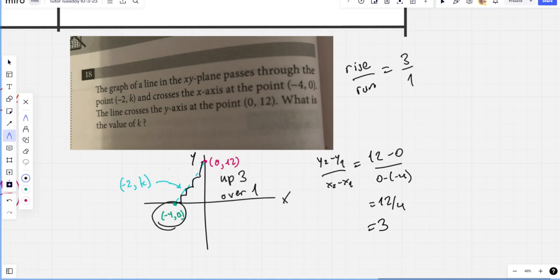So if I'm moving over from -4 and I want to get to the point x equals -2, we're going to have to go up 6 and over 2. Just double all of these values. Yeah, it's kind of like a staircase. So of course, that point is going to be at -2, 6, or k equals 6.